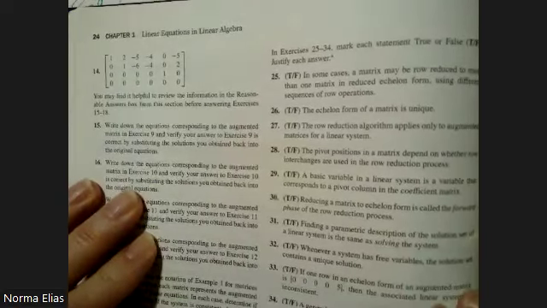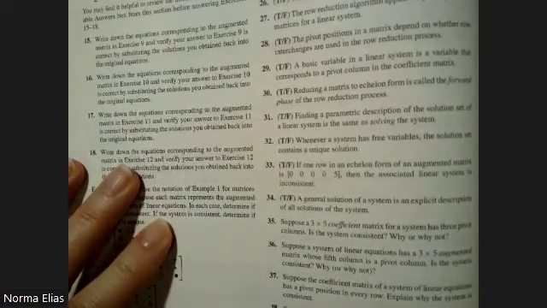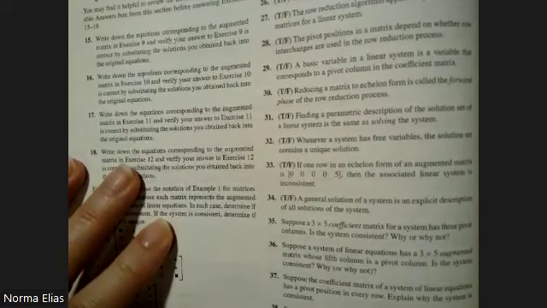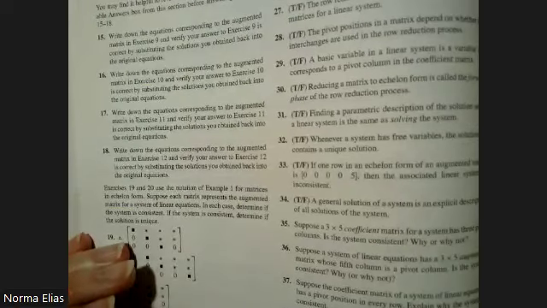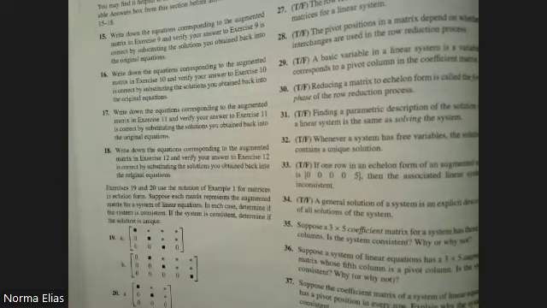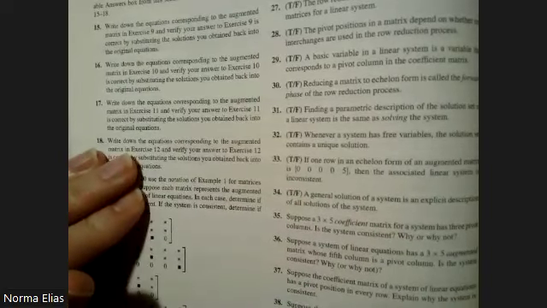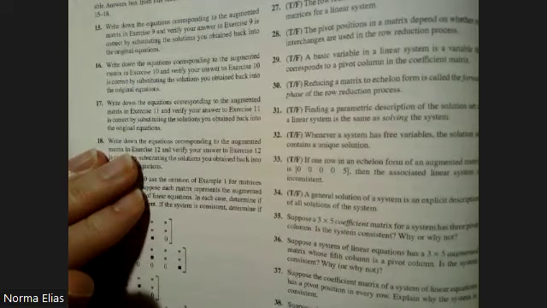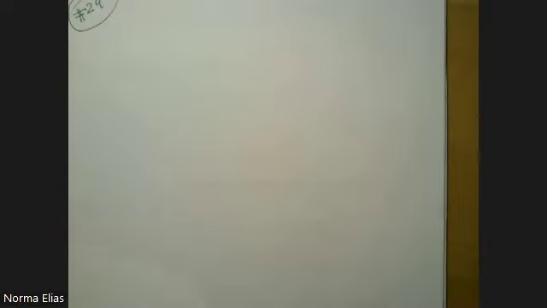I will do 41 and 42, and then we will proceed. 41 asks the following question. A system of linear equations with fewer equations than unknowns is called an indeterminate system. If you have fewer equations than unknowns, we call the system indeterminate. The question is, let us say the system is consistent. Explain why there must be an infinite number of solutions.